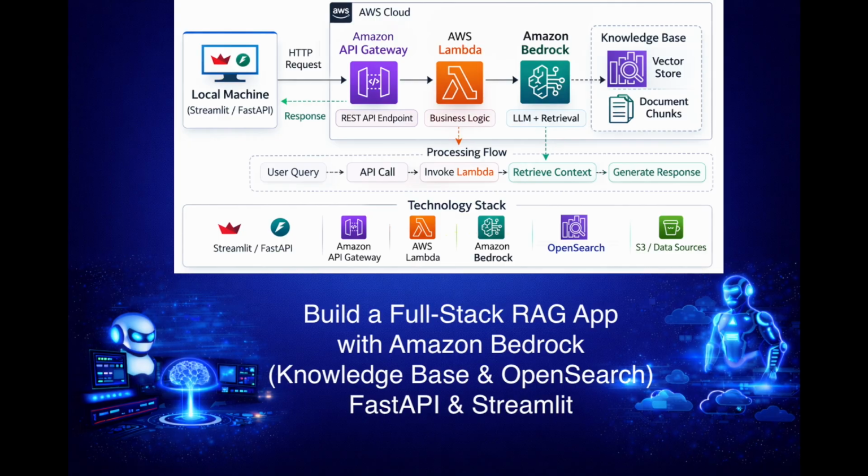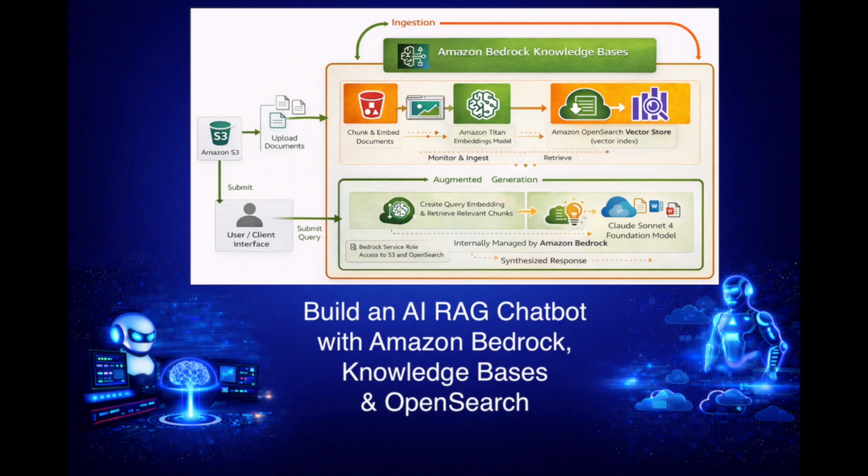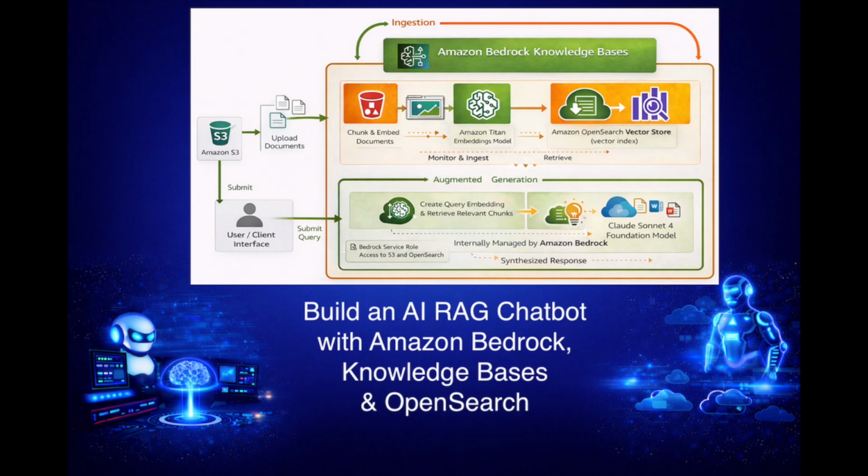Hi, I'm Rob, and I'd like to welcome you to this video where we'll build a full-stack RAG app with Amazon Bedrock using knowledge bases and OpenSearch and FastAPI and Streamlit. Well, to be clear, we're actually only going to build the FastAPI and Streamlit UI in this video because I walked through how to create and test all the AWS resources in the prior video in the playlist. So if you haven't watched that yet, I'd recommend pausing here, watching that video, then coming back.